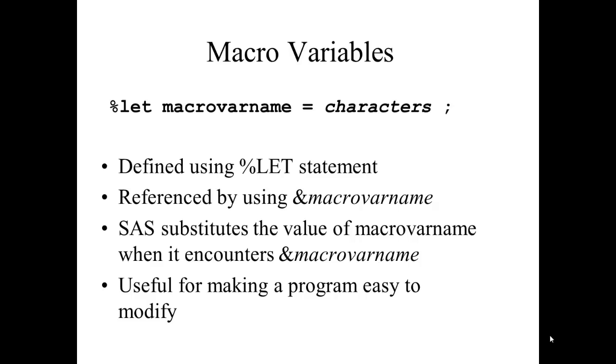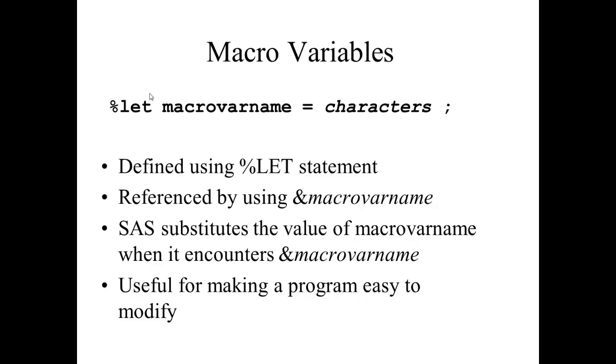So here is the general syntax for defining a macro variable and how it is referenced. The keyword %let is followed by the name of the macro variable you are defining, an equal sign followed by the characters you are assigning the name. And the characters will often be a list of variables. And this defining of a macro variable is usually placed in open code. It's not inside a data or a proc step.